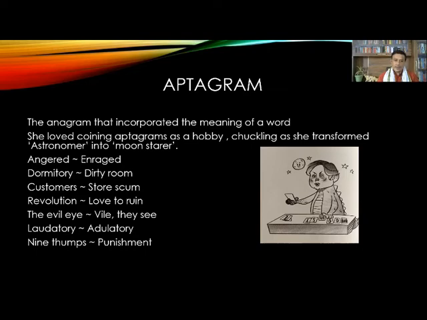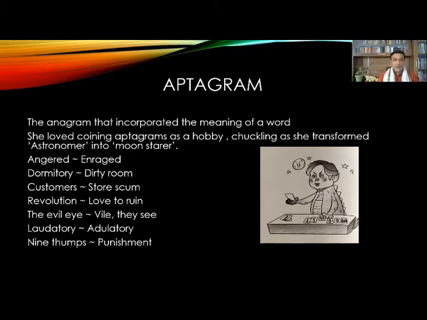See some other words. Engendered, enraged. Total 7 letters rearranged into enraged. The next word is dormitory, and dormitory is converted into dirty room, D-I-R-T-Y, room. The same pattern that I have explained, without wasting your time. I'm just giving you one more example so that the concept is clear in your mind.